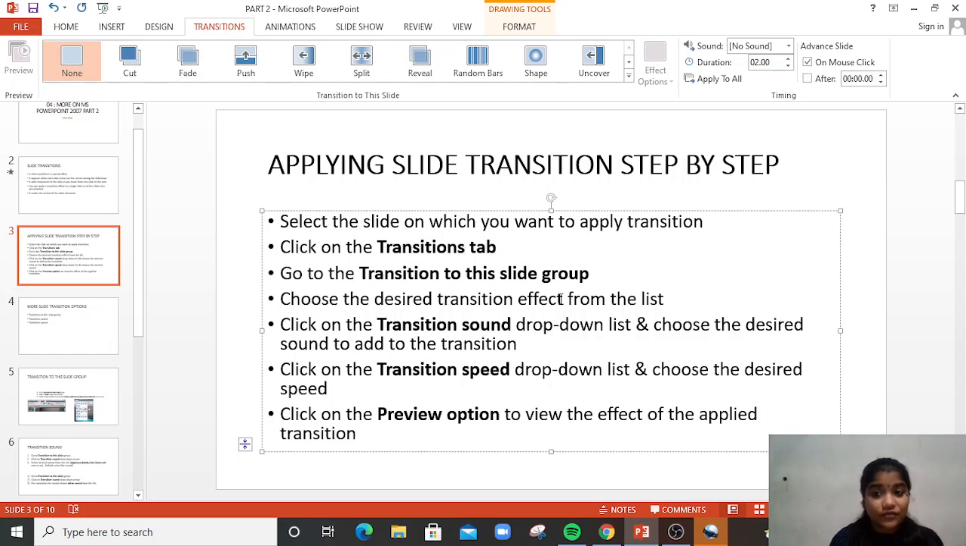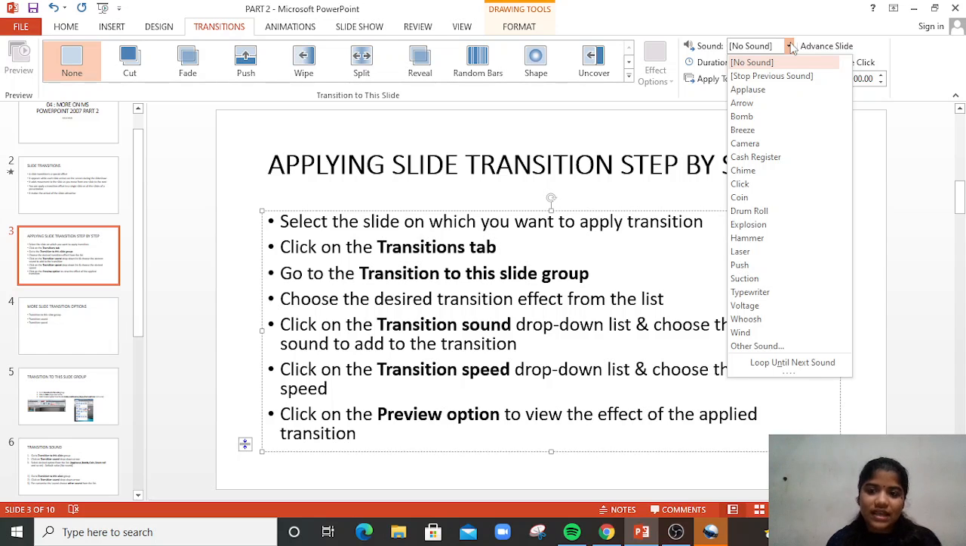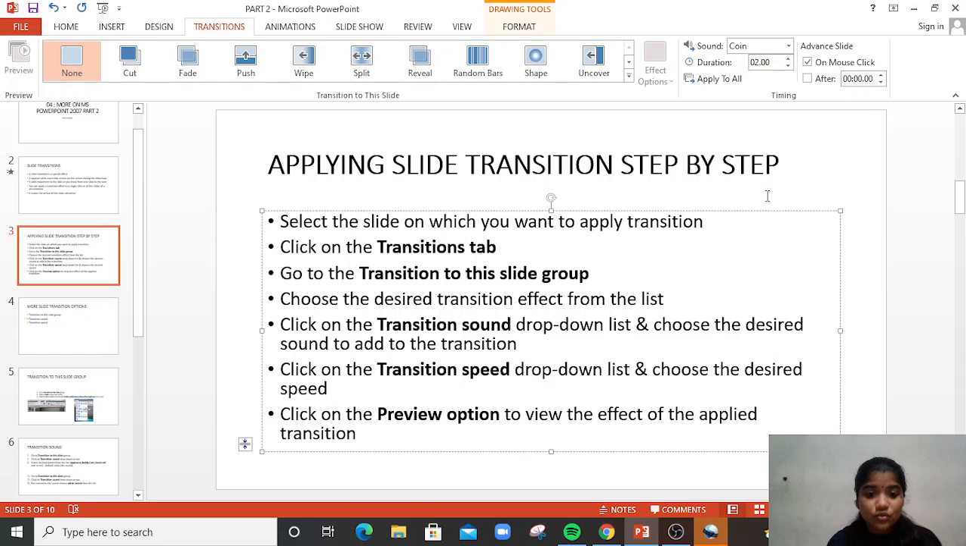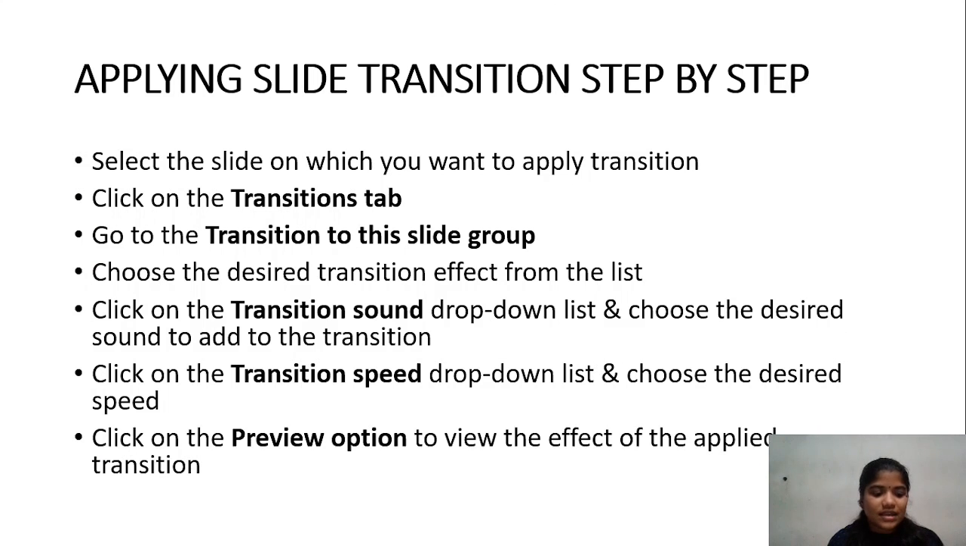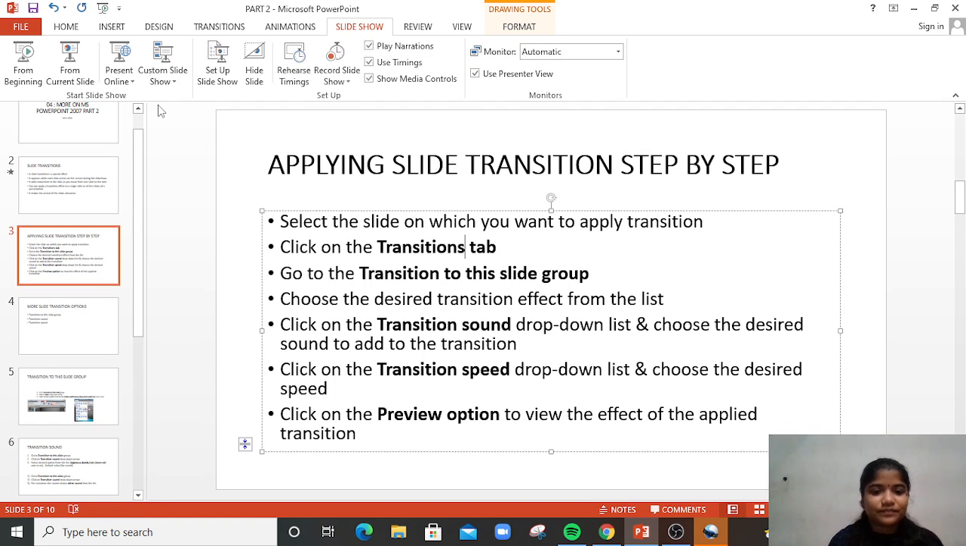It's because of the third group. What is it? Timing. In this group called timing, we have an option called sound. If I go to this drop down list, we can choose any option from this. I'm choosing coin. After that, if I'm presenting this, if I click on slideshow and choose the option from current slide, yes, this is the sound which you can hear.